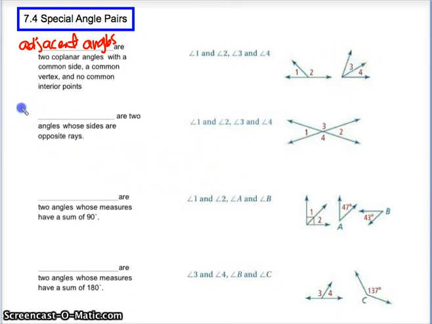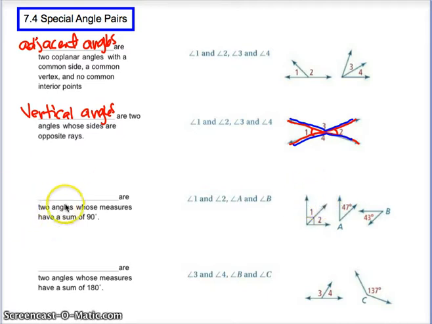Now, vertical angles are two angles whose sides are opposite rays. So if I look over here, angles 1 and 2, and I'm going to highlight these, 1 and 2 are vertical angles. They are right across from each other. And angles 3 and 4, they are vertical angles. Again, you can see they are right across from one another. So angles that are across from one another are vertical angles.